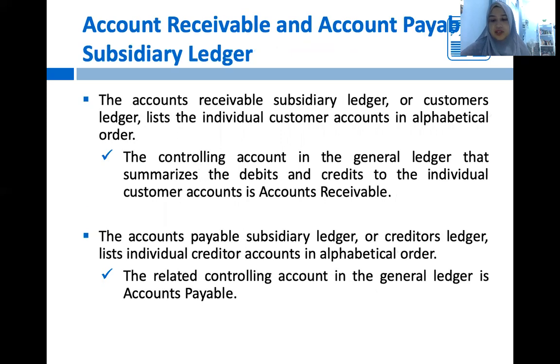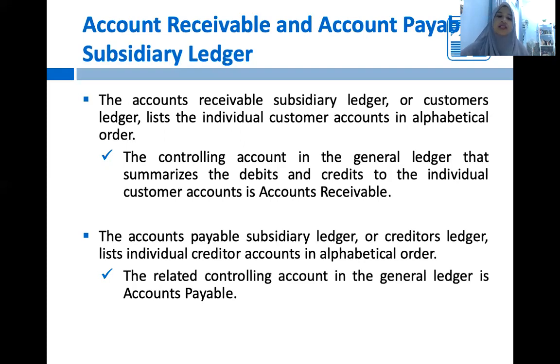You may get a little bit confused, but if you read the textbook carefully, you will understand better. And as we go through, you will understand, inshallah. So the accounts receivable subsidiary ledger, or customer's ledger, lists the individual customer accounts in alphabetical order. Let's say the accounts receivable subsidiary ledger for customer A and then for customer B. So we have the details for each customer that contributes to the total of accounts receivable.